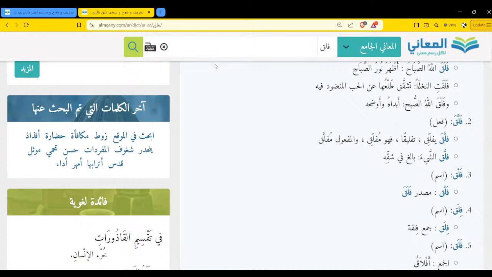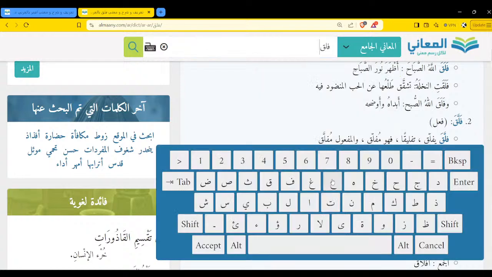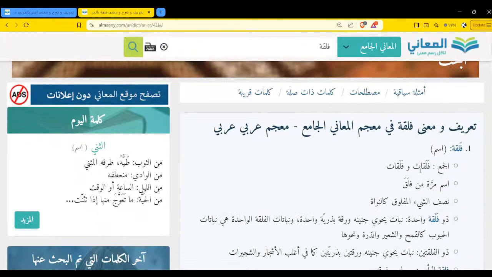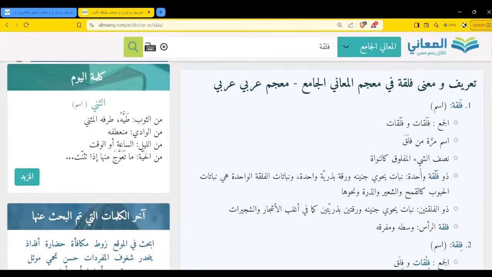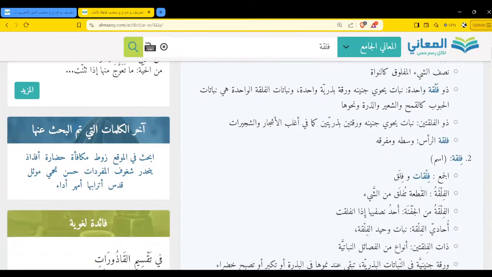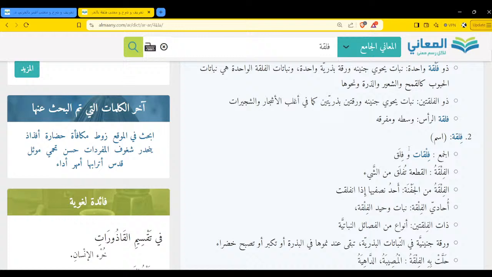Filqa. Filqa al-jam'u filqat. Al-qit'atu tuflaqu min al-shay. A filqa is a qit'a, a piece, or a half of something. So pieces. So cut up or diced or sliced dates. He feeds them in the morning. Feeds them pieces of dates.